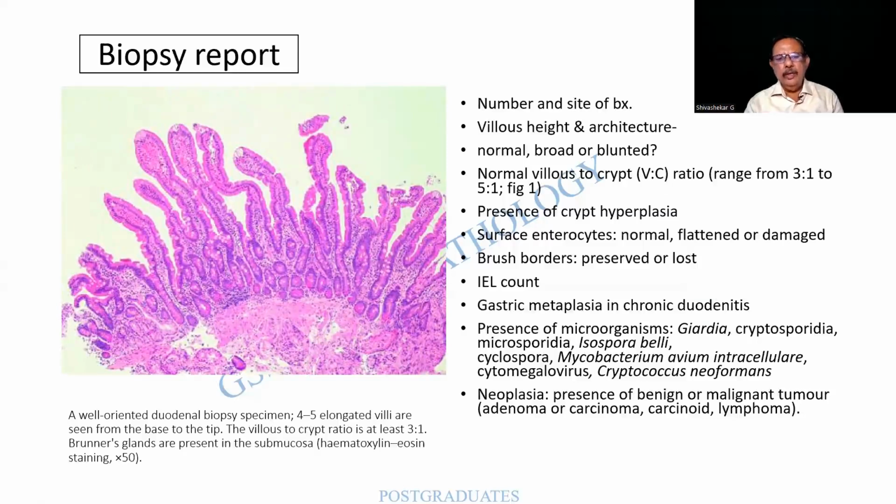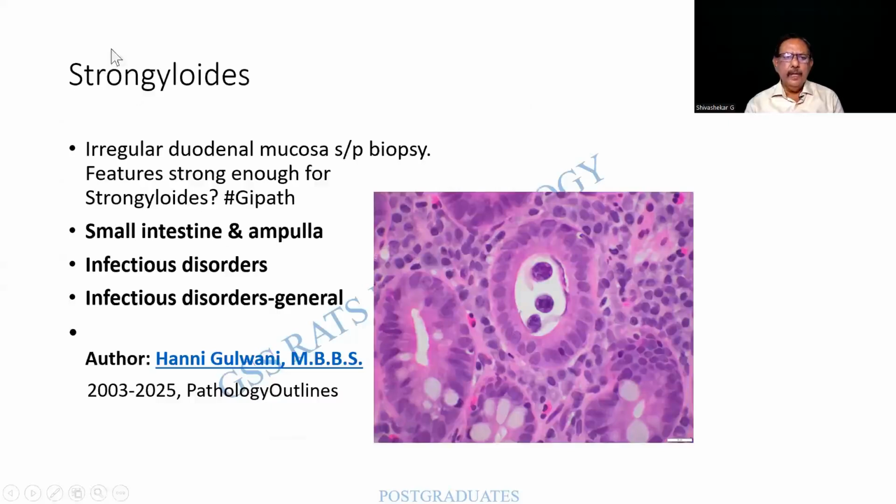It is not necessarily on resected specimen. Even on biopsies, you find such a list is required for us to meticulously do the reporting. Strongyloides. Look at this one. Again, within the crypt, I am able to see the organism. Small intestine, ampulla, etc. It can be seen, and it can be in the duodenum also. Thanks to this Pathology Outlines author.